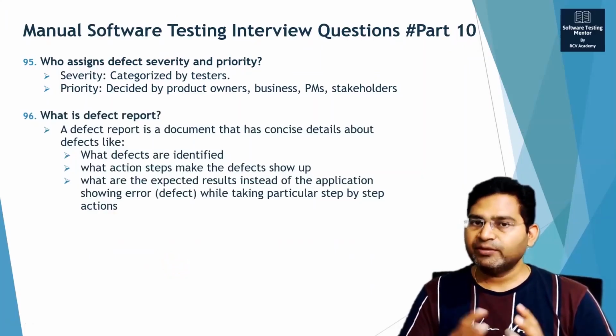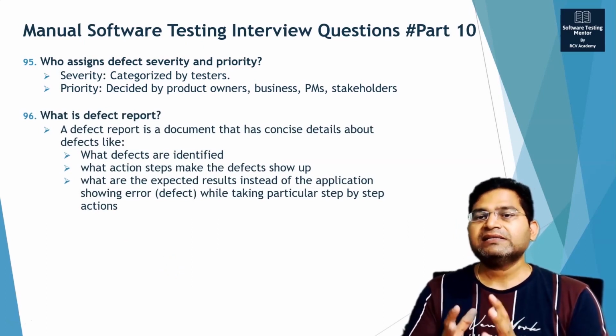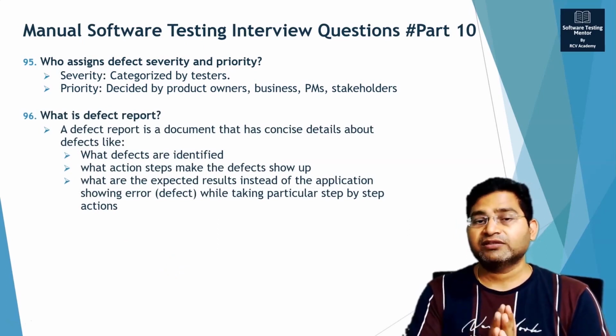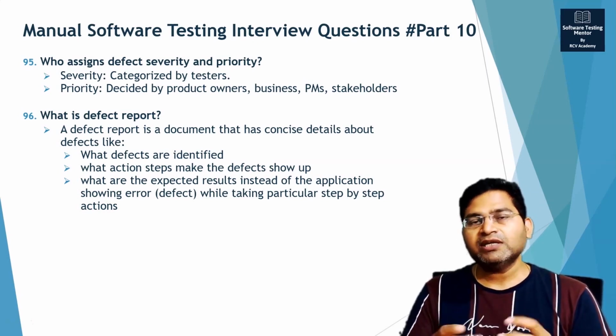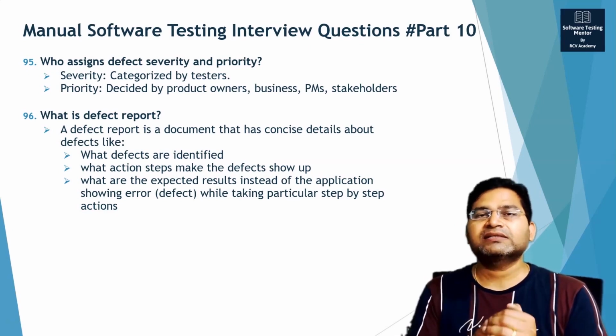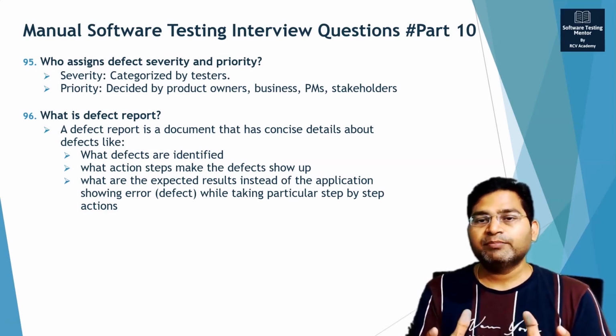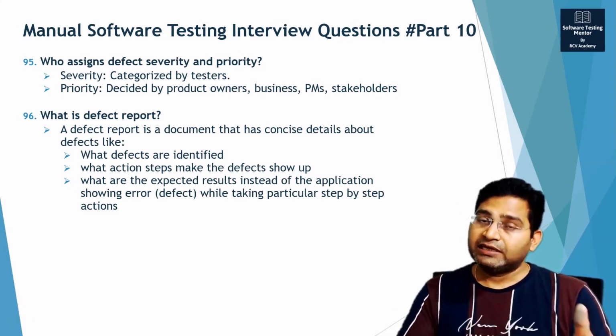What is a defect report? A defect report is a document that has concise details about the defects. As the name itself says, it's a report for defects, and that report contains information about the defects in a particular cycle, in a particular phase, in a project. What all defects were identified?